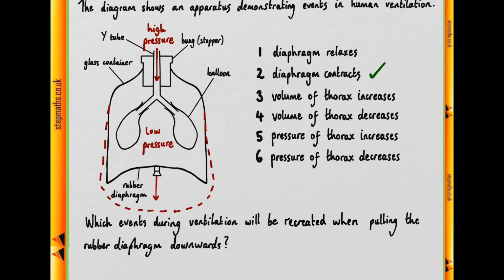So that's the reason the diaphragm contracts, and therefore we can see, following on from the diaphragm contracting, what the secondary effects would be. So the volume of the thorax, as I mentioned, would increase, and the pressure of the thorax would decrease.